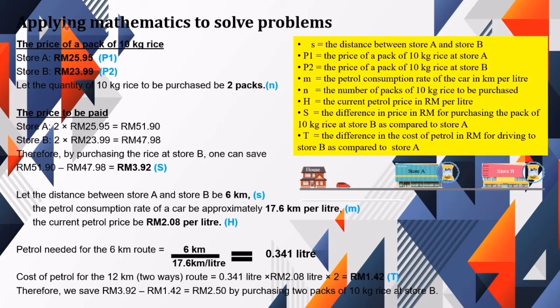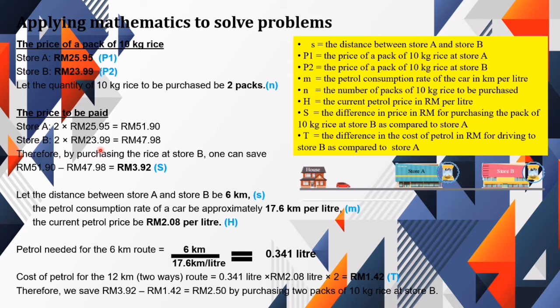Part four, applying the mathematics to solve problems. In this part, we need to do some calculation. The price of a pack of 10 kg rice in store A is 25 ringgit 95 cents, which is P1, and in store B is 23 ringgit 99 cents, which is P2, and we would like the quantity of 10 kg rice to be purchased to be 2 bags, which is N. The price to be paid for 2 packs of 10 kg rice in store A is 51 ringgit 19 cents and in store B is 47 ringgit 98 cents.